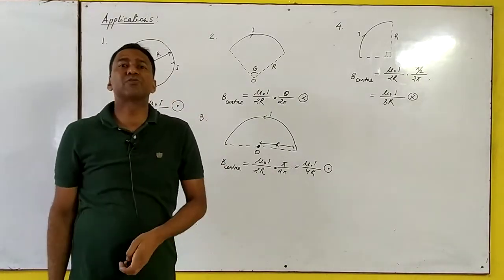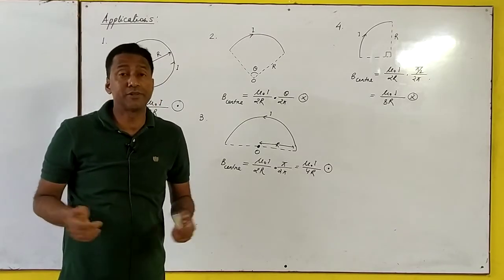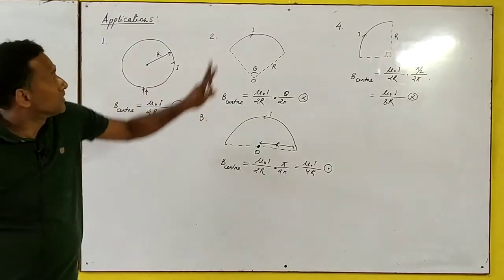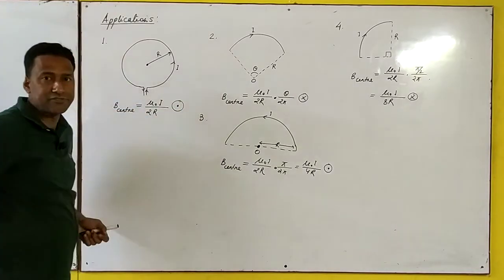Now let me show you, if this is a straight conductor, then how to write down the direction of the magnetic field. See, till now number 4 I have shown you, now number 5. Take screenshot.